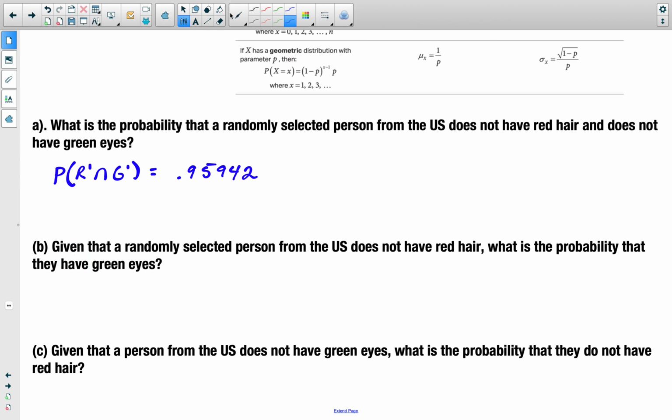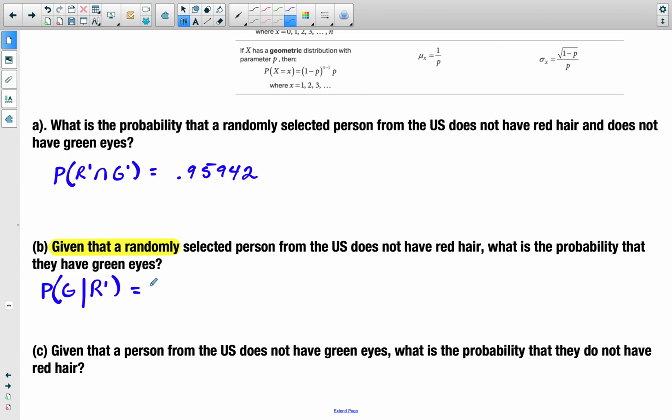Okay, here we go. "Given that" tells me right away, context clue, this is going to be a conditional probability, and the condition comes after that phrase, "given that." So I'm going to come back to the condition in a second. I'm going to go to the part of the sentence that says, what is the probability that a person has green eyes, given that the randomly selected person from the US does not have red hair? So R prime there, because we write it in that order. I want to think about it in that order.